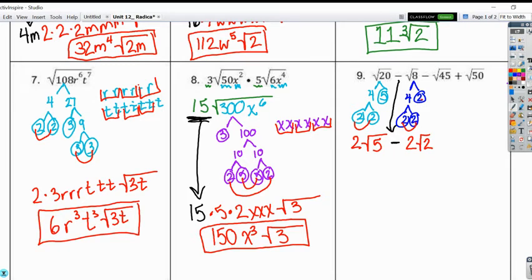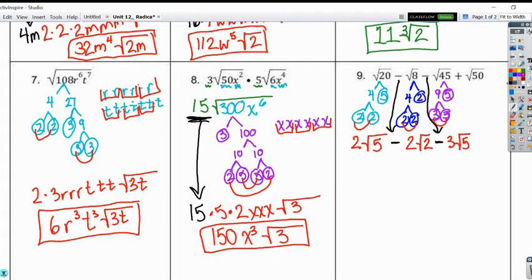I go on to my next term, that's square root of 45. Maybe I'm going to think 9 times 5, where 5's a prime, and 9 would be 3 times 3. 3's are prime. So I find a group of 2, write it down once, and my leftover 5 stays underneath of the radical. Again, that was a subtraction problem. Don't lose your subtraction sign.